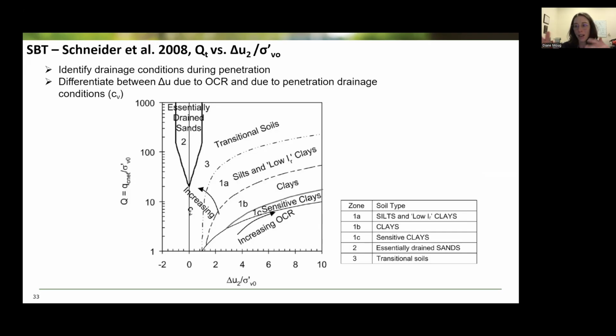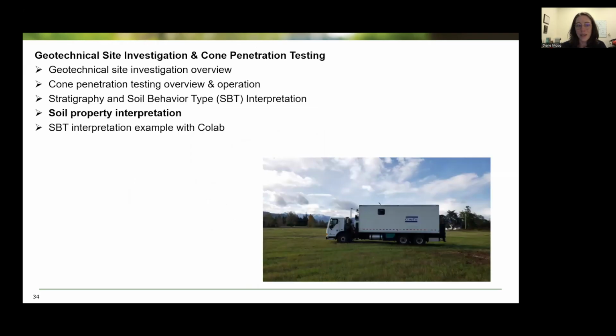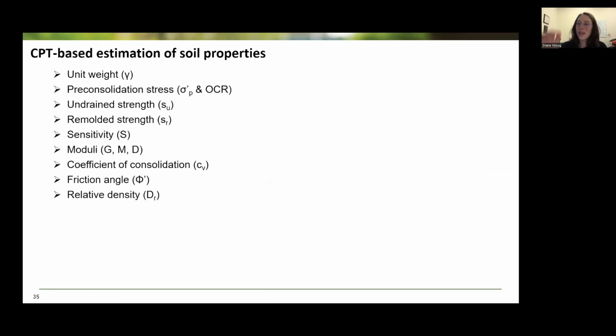It's worthwhile to look at all of them, see where there are patterns between the data, see how they agree or disagree with other data from the site, such as drilling, sampling data, and geology, and then choose the one that best suits the needs of your project. Now, soil behavior type and stratigraphy is one type of interpretation we can make with the cone. Now onto soil properties. There's a whole list of properties that we can interpret from cone data, shown here.